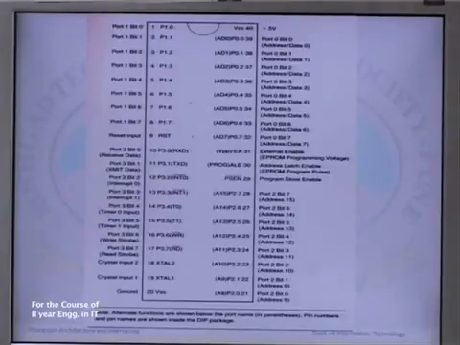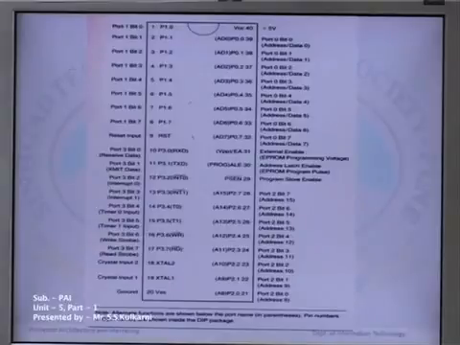Pin number 12 is INT 0 bar, that is nothing but interrupt 0 input. Pin number 13 is INT 1 bar, that is nothing but interrupt 1 input. Pin number 14 is T0, counter 0 clock input. So external clock can be applied for counter 0 at pin number 14. Similarly, pin number 15 is T1. So external clock can be applied for counter 1 at this pin.